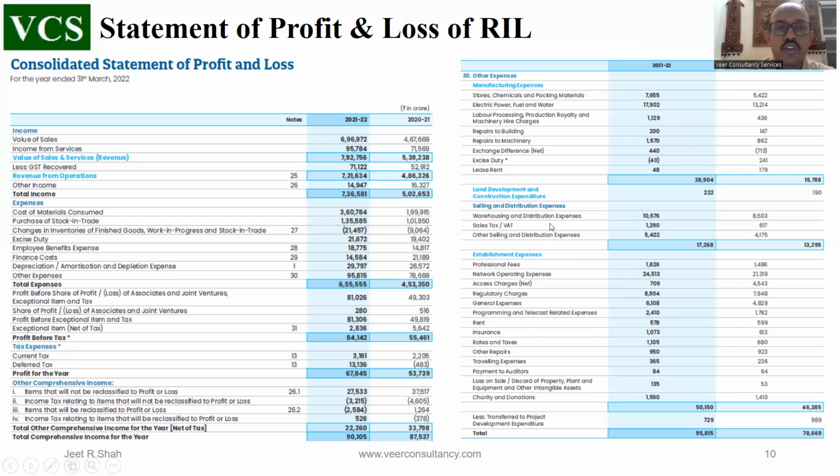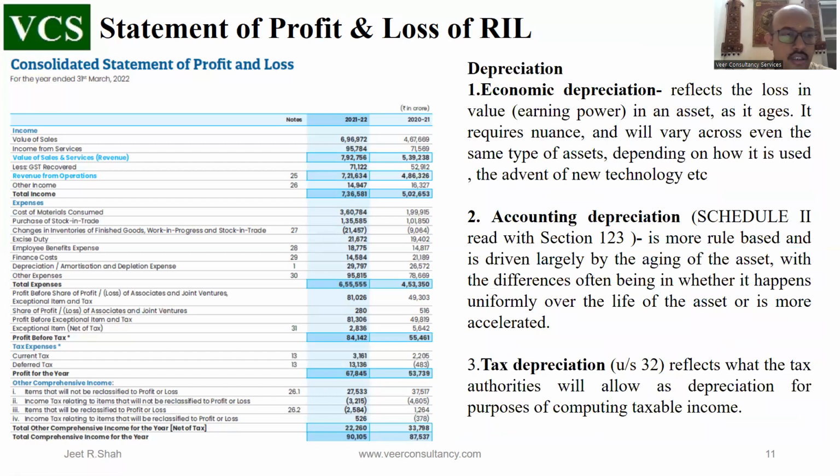So right now, the objective of this video is to give you just a technical overview of how a P&L account looks. How to read it is a separate story altogether. So when we have all these expenses, I just wanted to tell you more about depreciation. Depreciation is very critical because it's basically the capital cost that you are going to recover. So when I say depreciation, there are three types of depreciation that we consider.